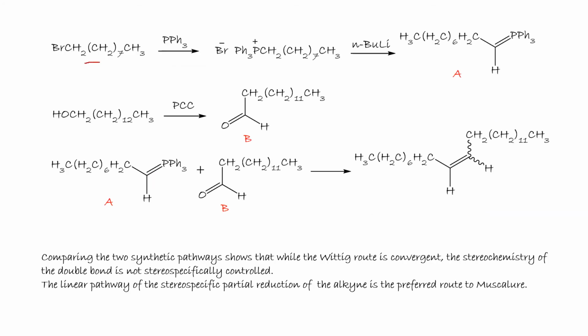So C9 alkyl bromide with triphenylphosphine will provide the phosphonium salt, which reacts with N-butyl lithium to give the ylide A.